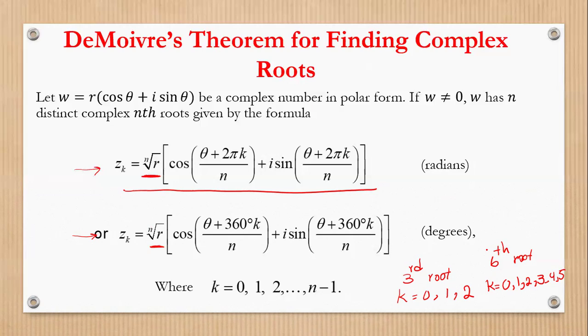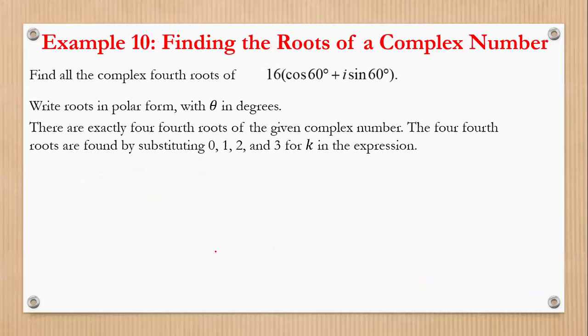But if the angles are given in radians, use 2 pi k. If it's in degrees, put 360k. They are the same. So add your angle to 2 pi k or 360k and then divide it by n. If it's sixth root, you need to divide by 6. If it's third root, divide by 3. Now let's look at an example. And this theorem is also called De Moivre's theorem, which is one of the important theorems in complex numbers. Let's look at this example.